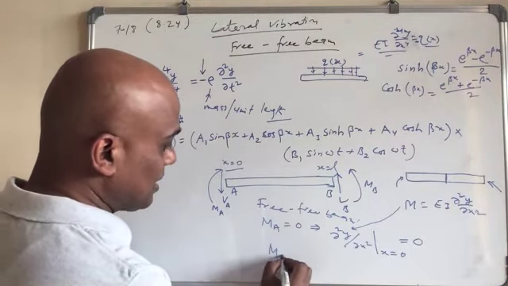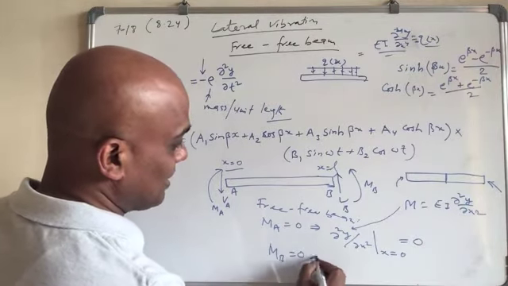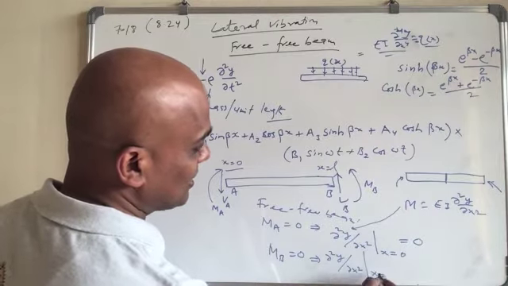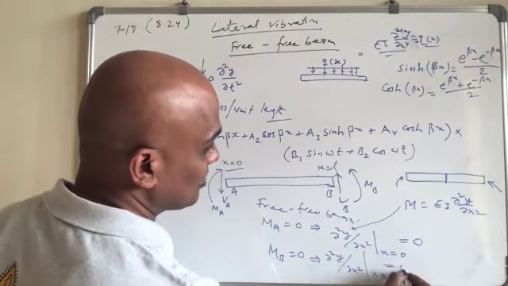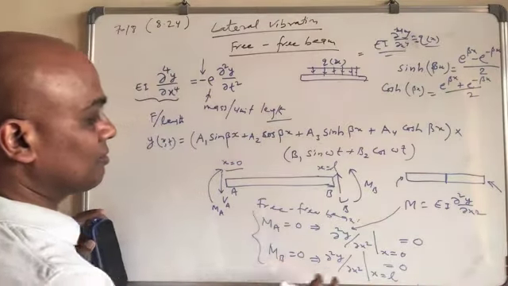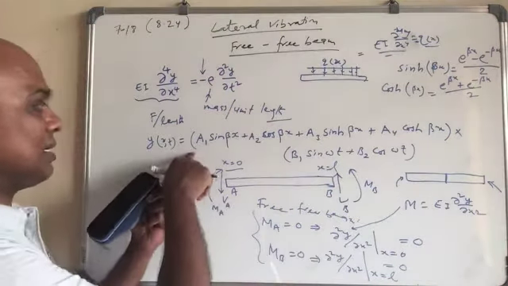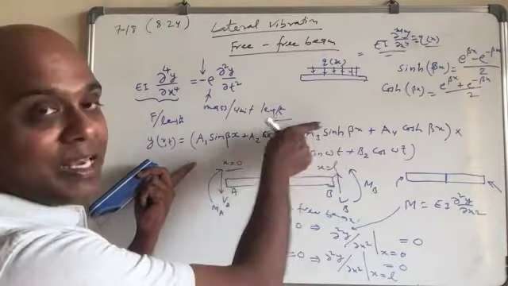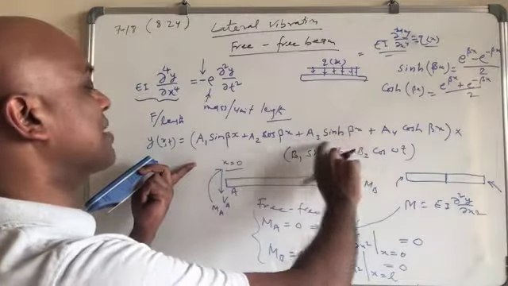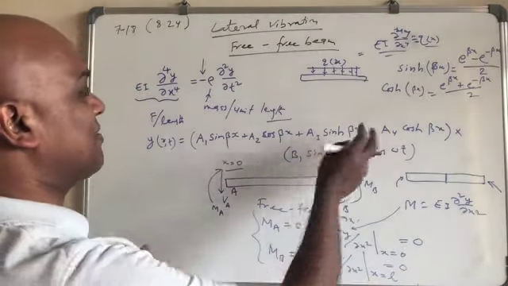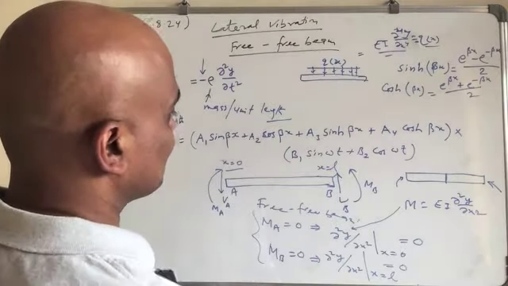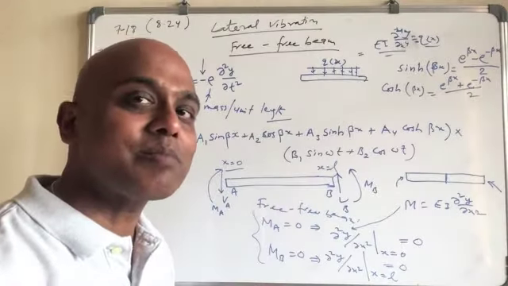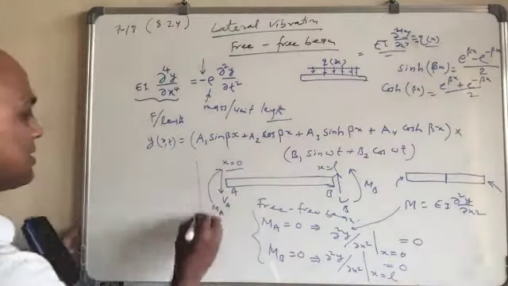Similarly, MB is also 0, meaning that del square Y over del X square at X equal to L is equal to 0. So two boundary conditions we can apply here. We take the double derivative of this one and make it equal to 0, and from there we can find the value of beta, and we do a similar analysis as we did for the other cases.